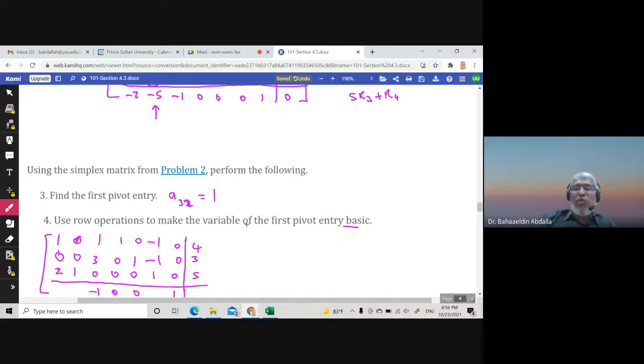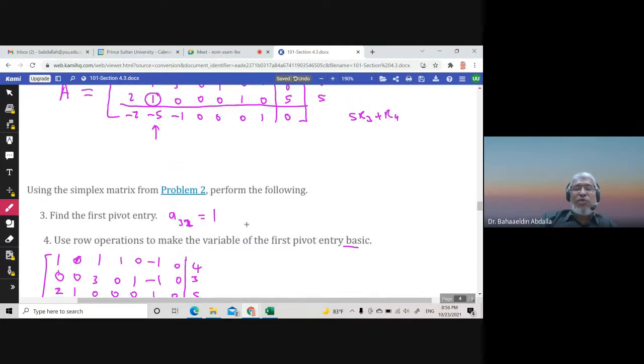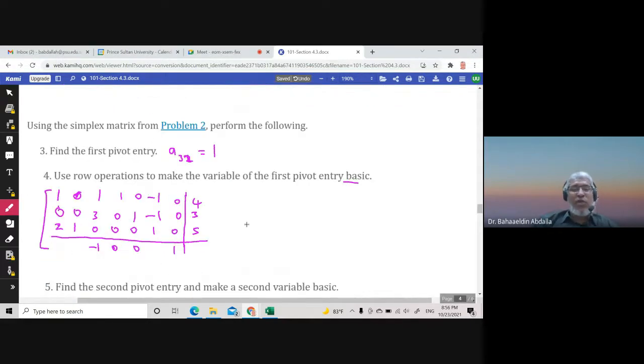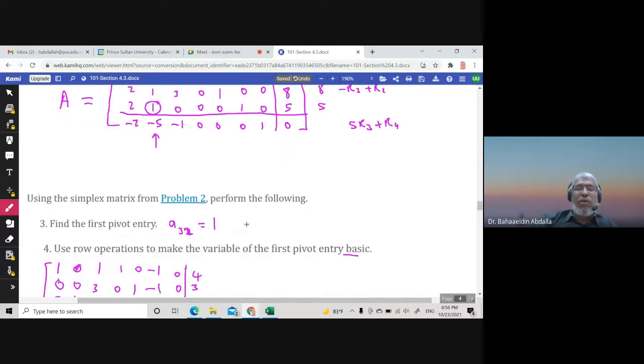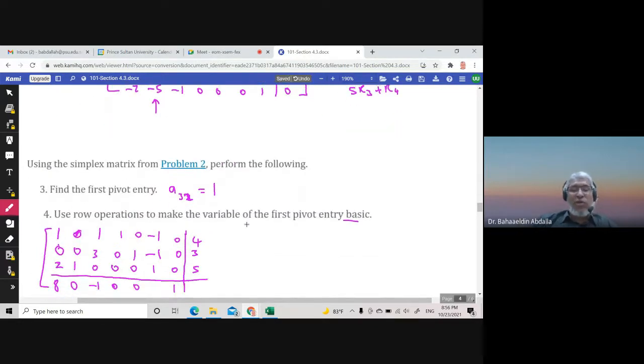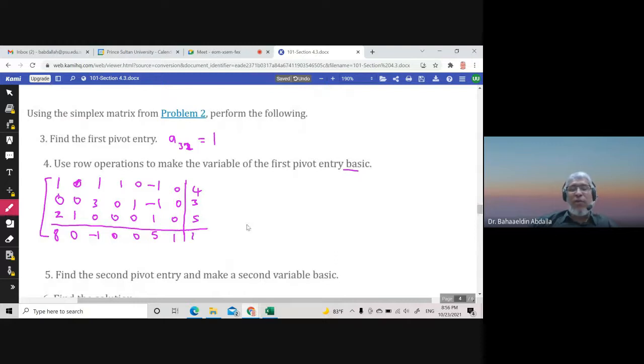Now the last row, 5R3 plus R4. 5 times 2 is 10 minus 2, that's 8. 5 minus 5, that's 0. 5 times 1, that's 5 plus 0. 5 times 5 is 25 plus 0, so 25.